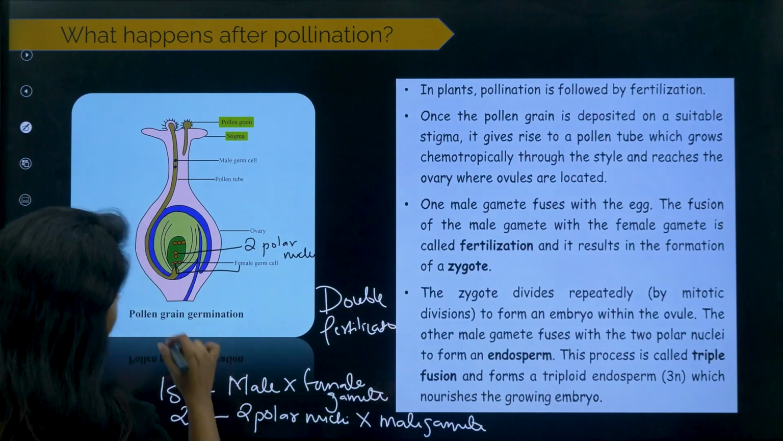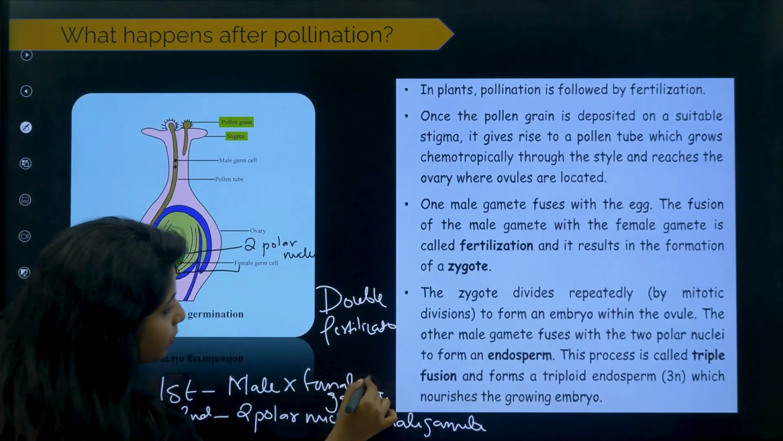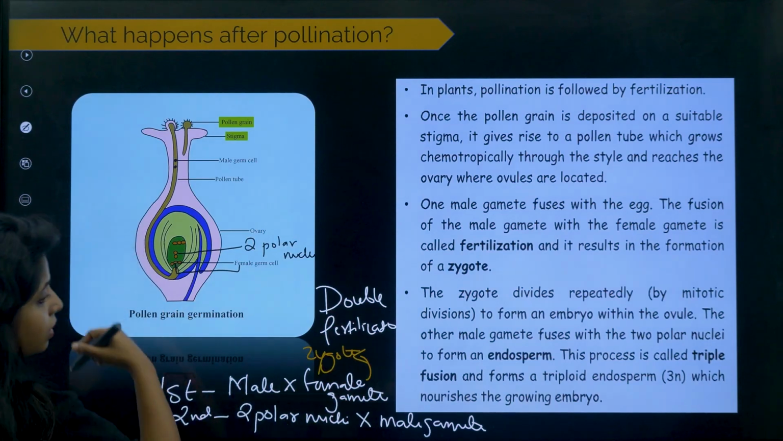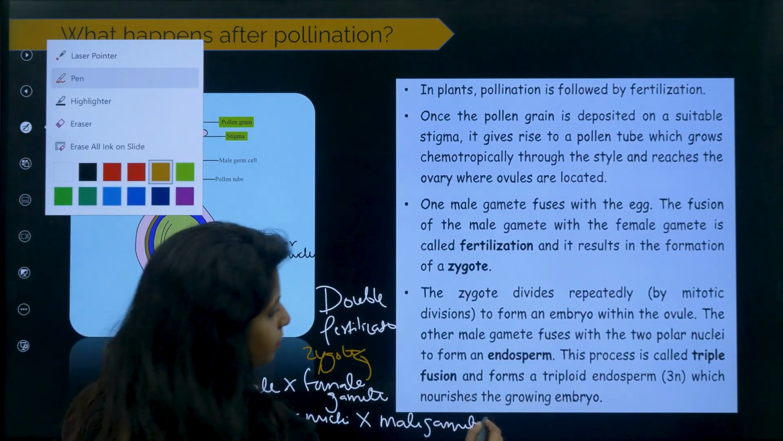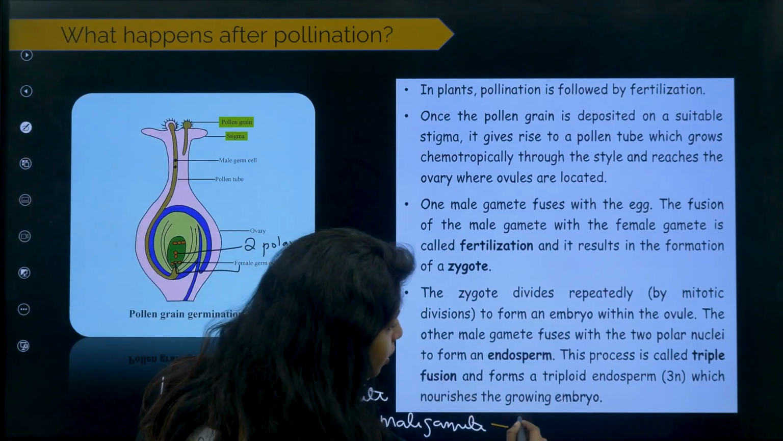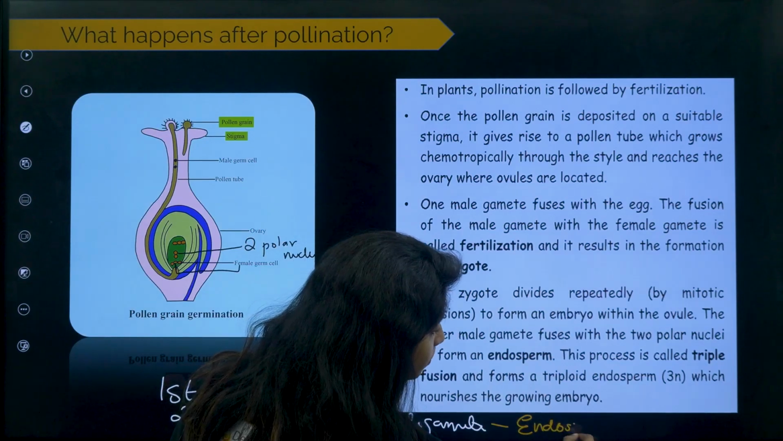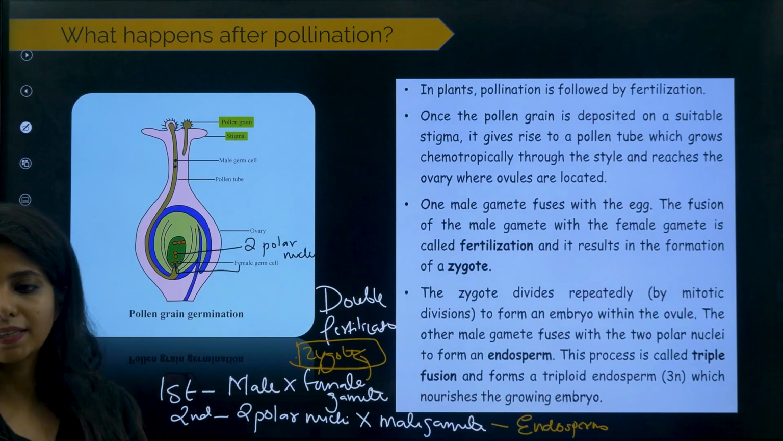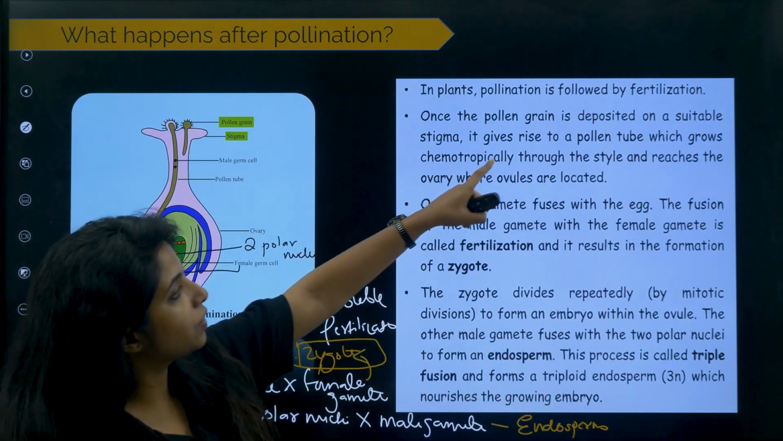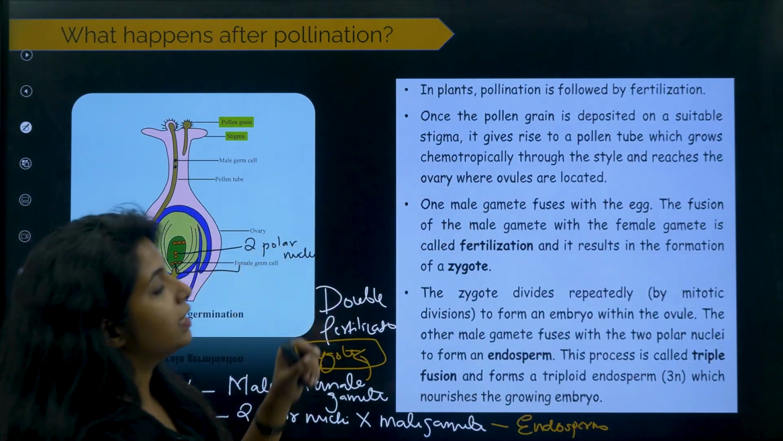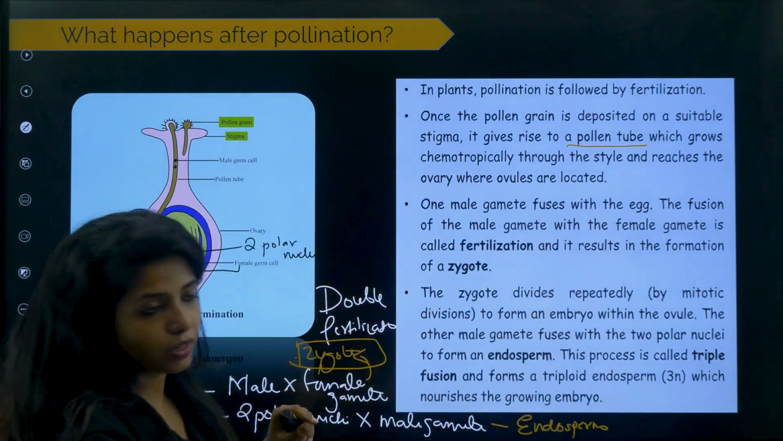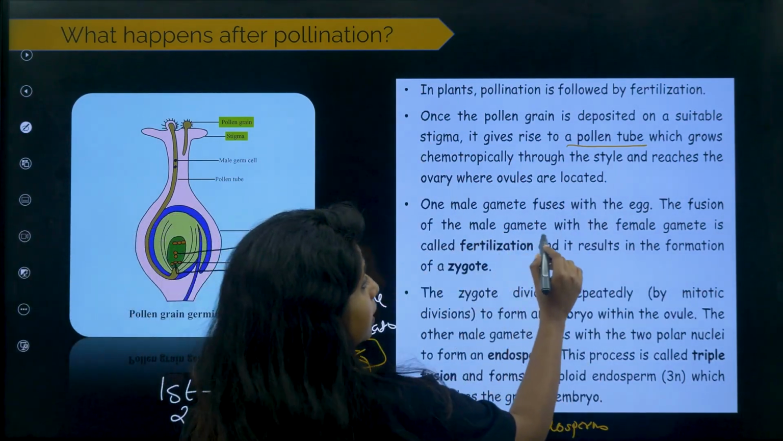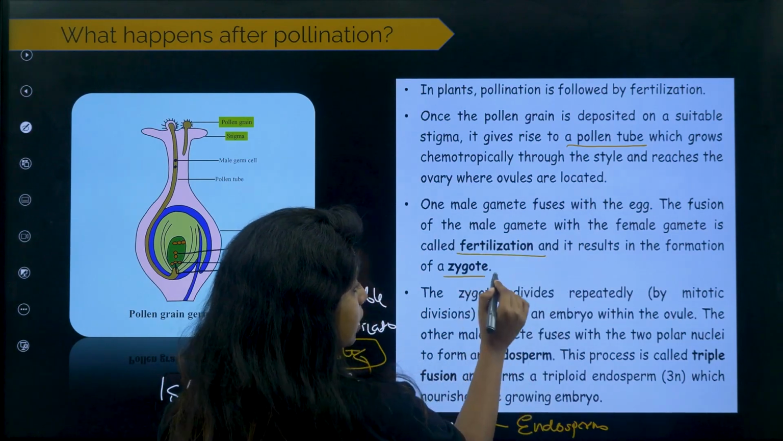Okay, what is the end result of this fusion of male and female gamete? The zygote. What is the end result of this? You get endosperm, and endosperm is basically something that provides nourishment to the zygote. Okay, so once the pollen grain is deposited on a suitable stigma, it gives rise to a pollen tube, which is obviously going to reach the ovary. Okay, one male gamete fuses with the egg. The fusion of the male gamete with the female is known as fertilization and gives rise to the zygote.